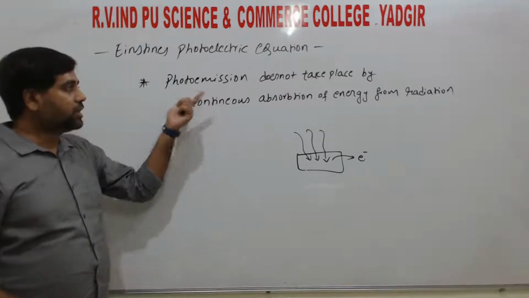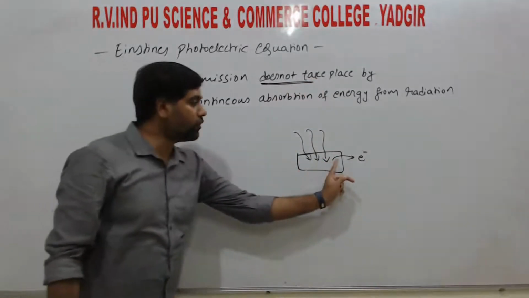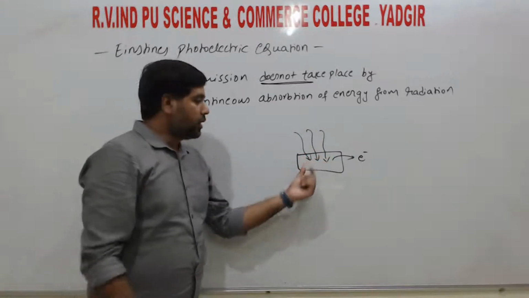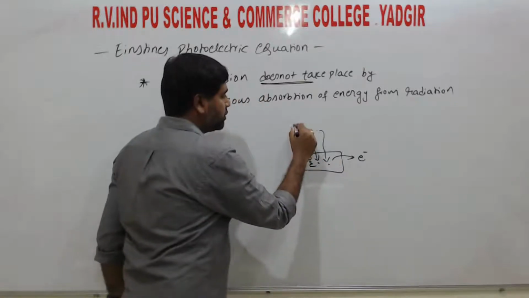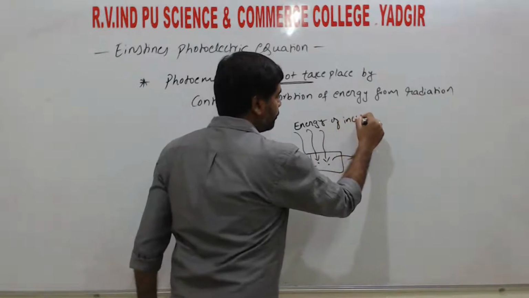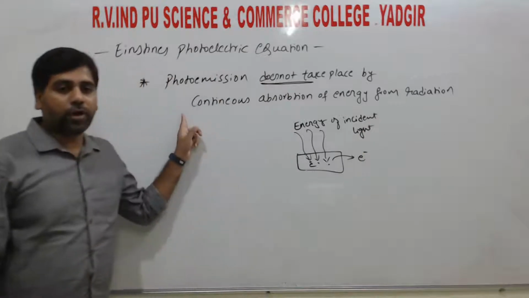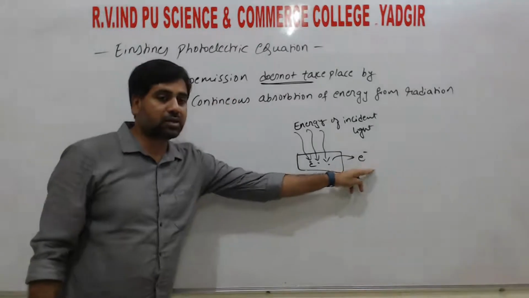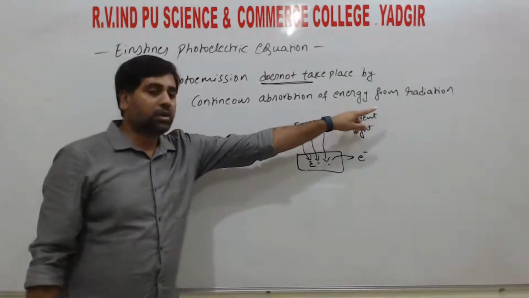According to Einstein, the emission of the electrons does not take place by continuous absorption of energy by the electrons. Here we have the electrons, and this is the energy of the incident light. So this is the first point: according to Einstein's theory, photoemission, that is the emission of electrons, does not take place by the continuous absorption of the energy from the radiation.